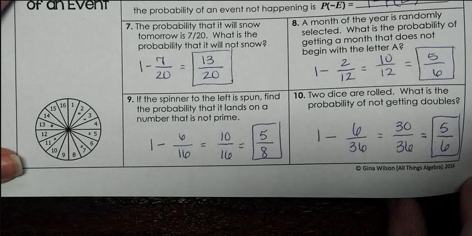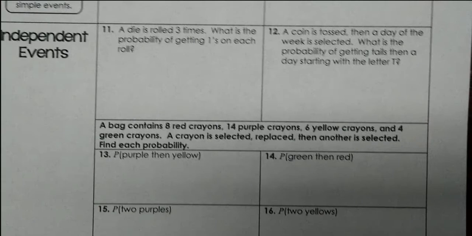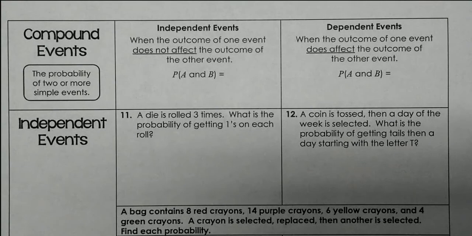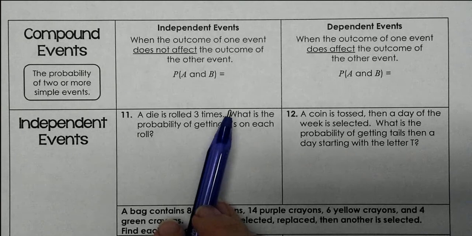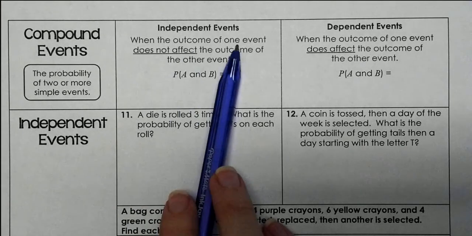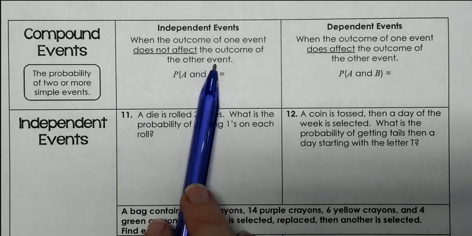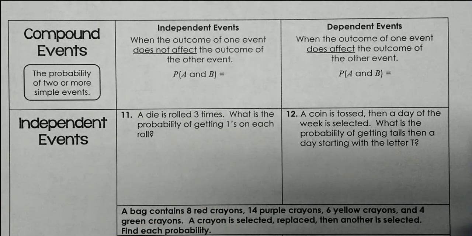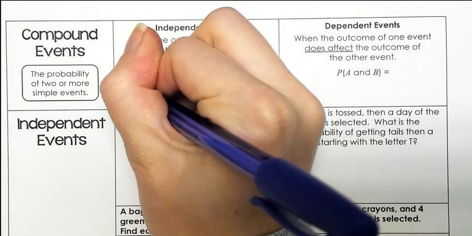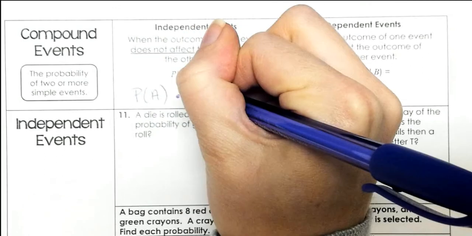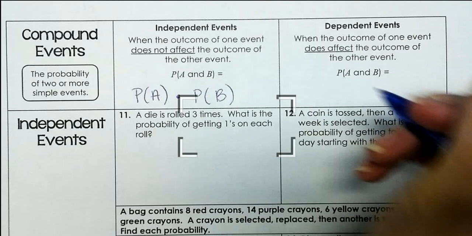Alright, moving on. We're going to look at some compound events now. So we have independent and dependent events when you have compound events. It's the probability of 2 or more simple events happening. So with independent, it says when the outcome of one event does not affect the outcome of the other. So all you do is calculate the probabilities of each event separately and then multiply them together. So you're just going to find the probability of event A happening and multiply it by the probability of event B happening. That's it.